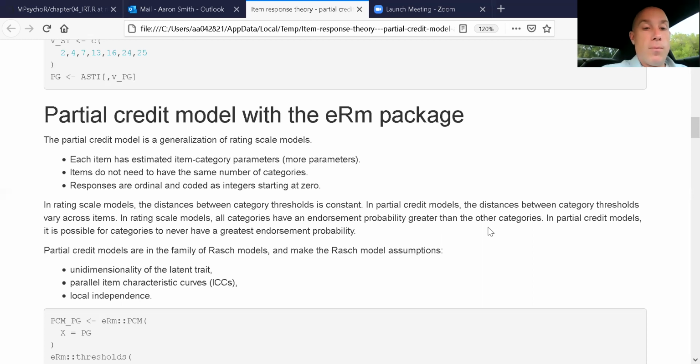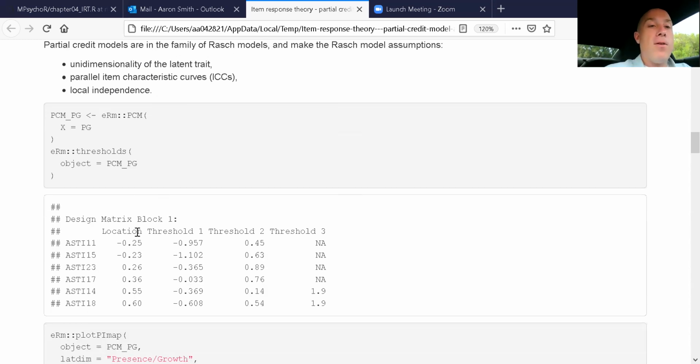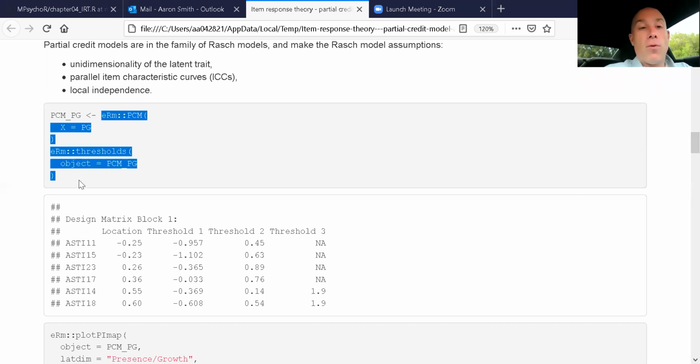Now, partial credit models are in the Rasch family, and so remember that they have a unidimensionality assumption of the latent variable. They have parallel item characteristic curves, so parallel curves, and local independence. If these three things do not fit our situation, this is not the model to use. Okay, so now let's go ahead and fit our partial credit model and take a look at our thresholds.